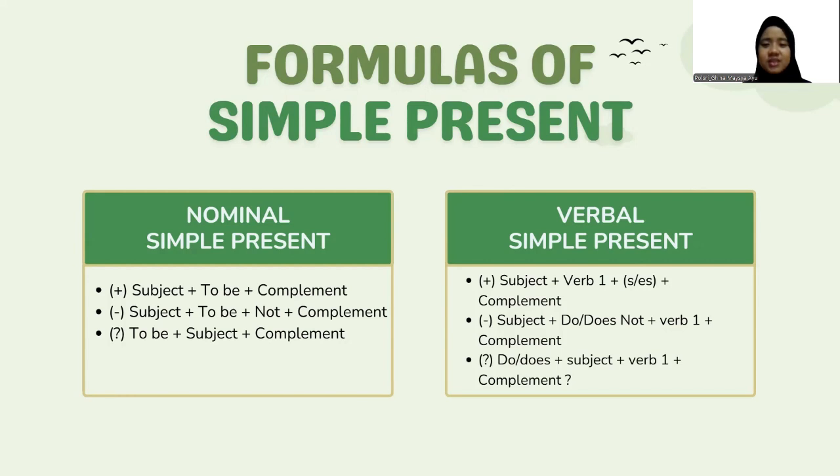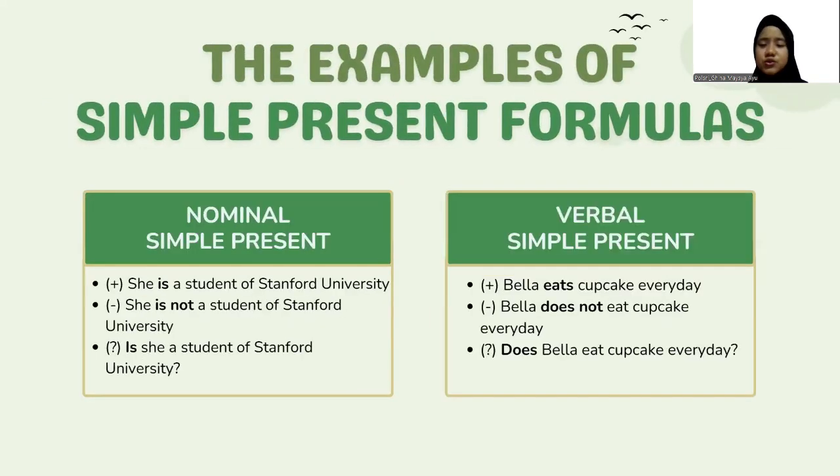So to help you understand this topic better, I already have some examples for the nominal and the verbal simple present. For the nominal, I have a very simple example here. She is a student of Stanford University. And for the negative, we have: she is not a student of Stanford University.